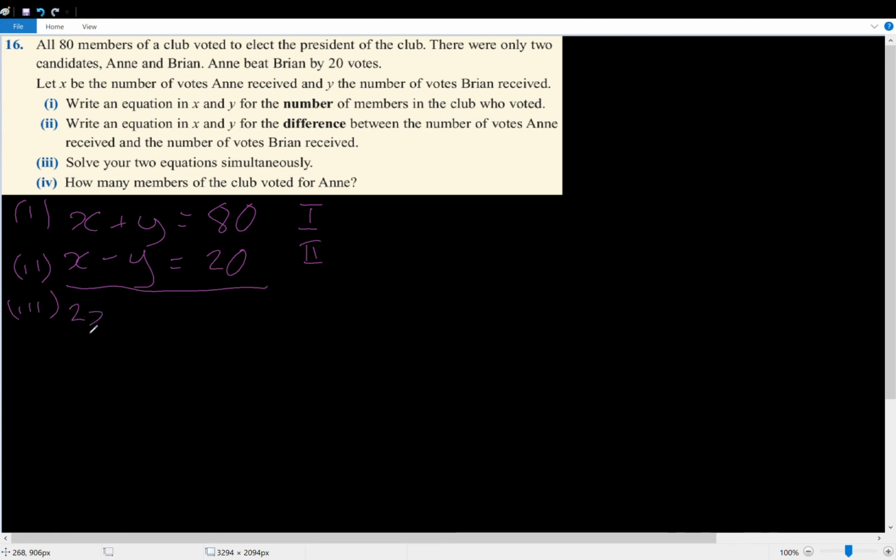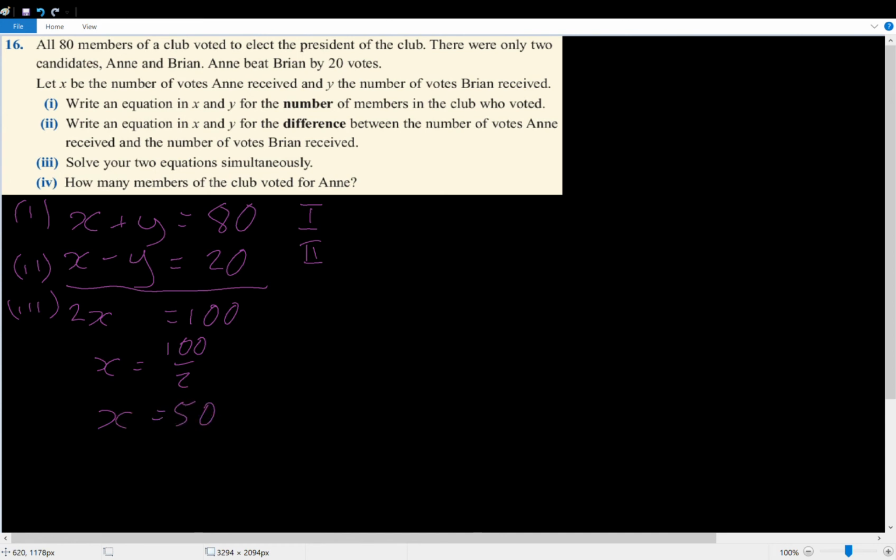So we're going to get 2x, because x plus x is 2x, y minus y is 0, and 80 plus 20 is 100. So 2x equals 100, which means x equals 100 over 2. So x is equal to 50.